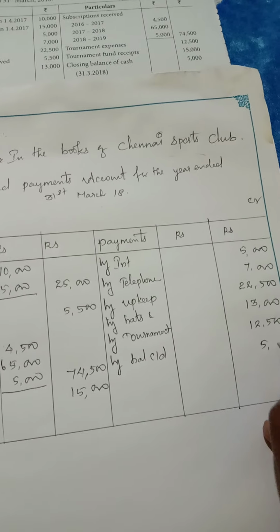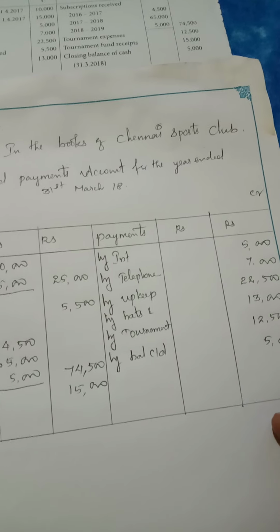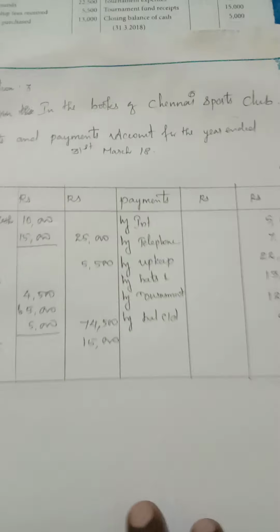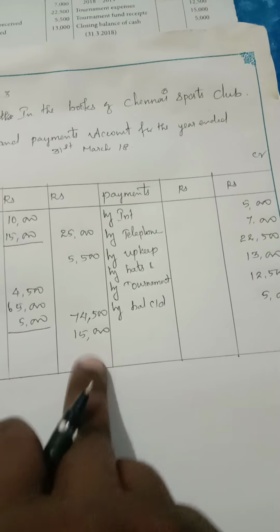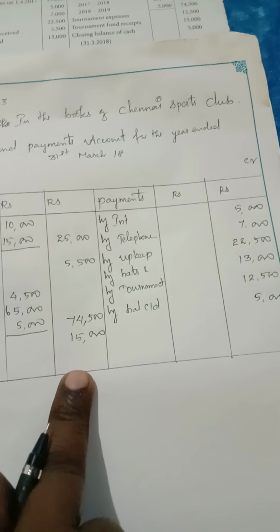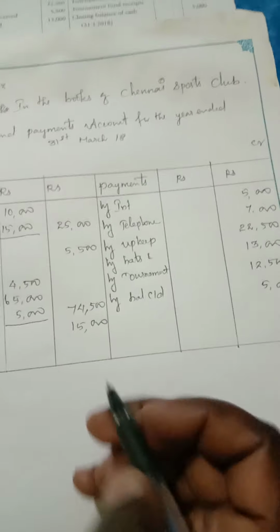cash rupees 5,000. Okay, did you understand that one? So next we have to calculate whichever is higher. The debit side has the highest value, so I can total the debit side.